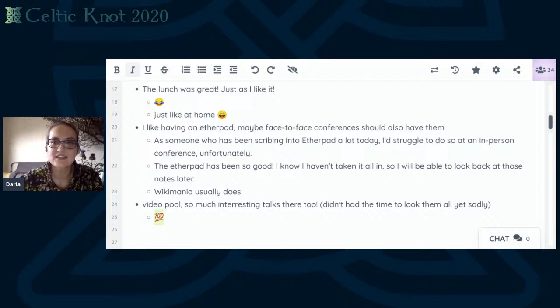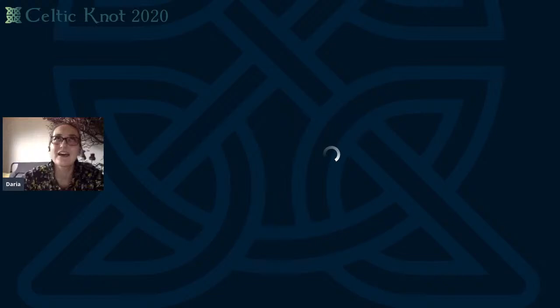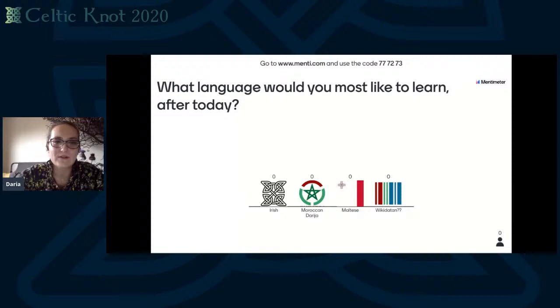I've got one last thing for you. We focused a fair bit on Wikidata today. However, we've also experienced a few languages, and what I'm really curious about, basing on the talks that you've had today, which language are you now interested to learn, assuming that you don't know them already? And this is a quiz. To access it, you have to go to menti.com.